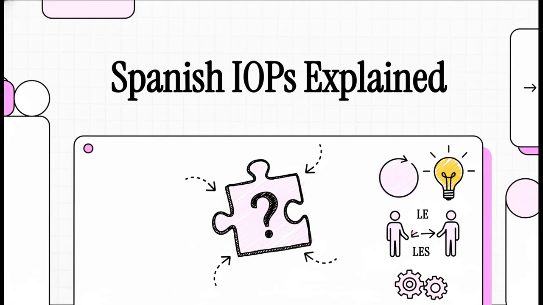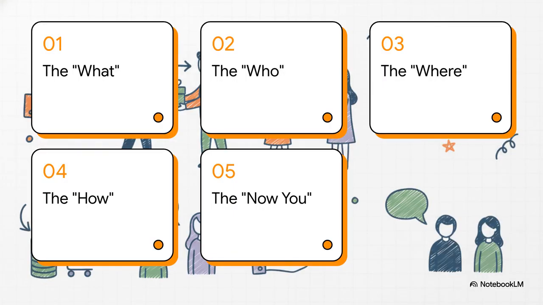All right, let's talk about something that trips up so many Spanish learners: indirect object pronouns. Do they feel like this impossible puzzle you just can't solve? Well, you're in the right place. In just the next few minutes, we're going to turn that confusion into confidence. Let's dive in. We're going to tackle this in 5 simple steps.